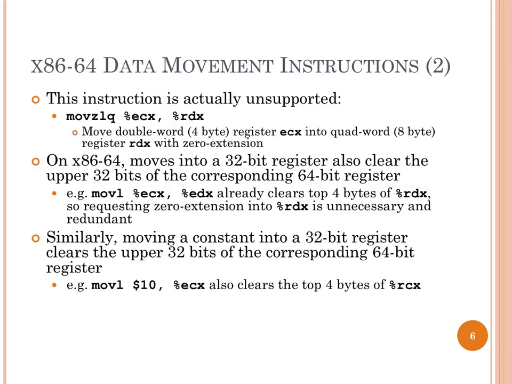Okay, if you move a constant into a 32-bit register, that also clears the upper 32 bits of the register. So move 10 into ECX. That automatically sets RCX to 10. Okay, see how simple that is? So you can see that already you can do certain things to simplify your life. But it does require more sophistication in your understanding.